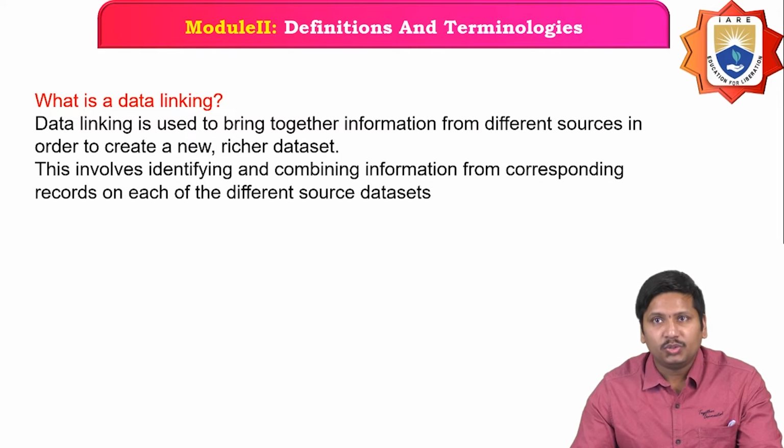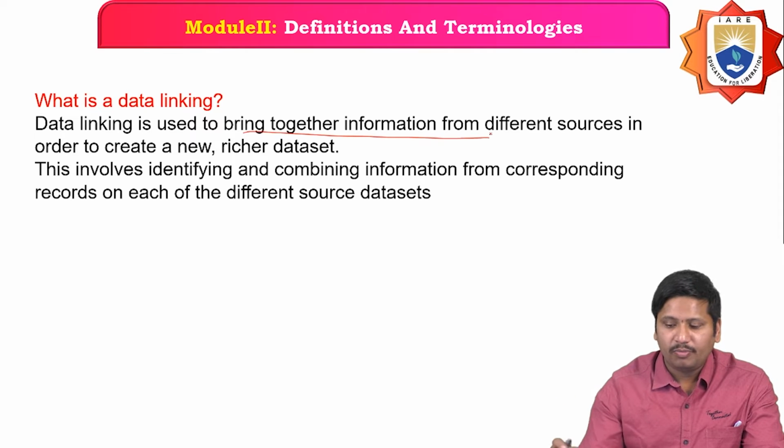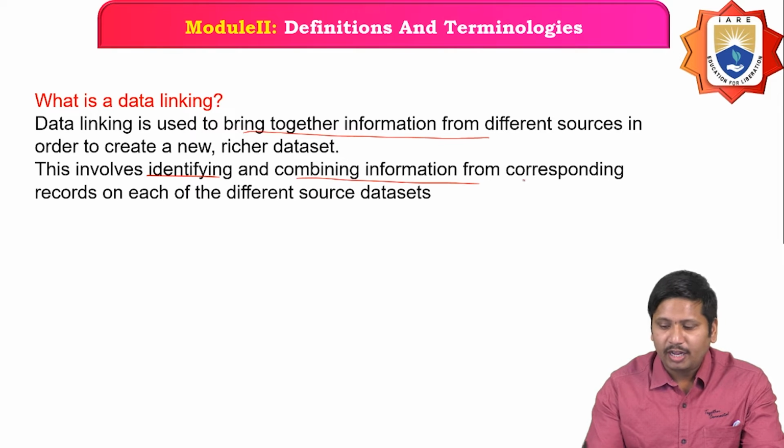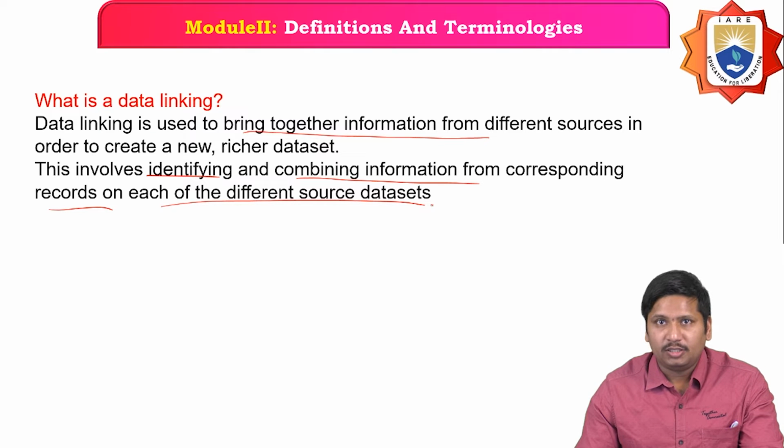And what is data linking? Data linking is used to bring together information from different sources in order to create a new and richer data set. Data linking involves identifying and combining information from corresponding records on each of the different source data sets.